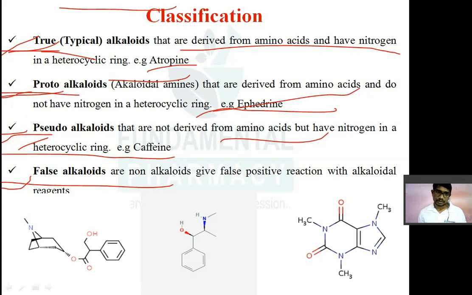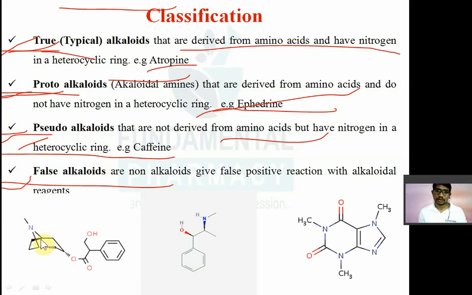Now the third one is known as pseudo-alkaloids. Pseudo-alkaloids means they are not derived from amino acids. They will have nitrogen in the heterocyclic ring, like caffeine. Remember the examples also, because examples are very important.